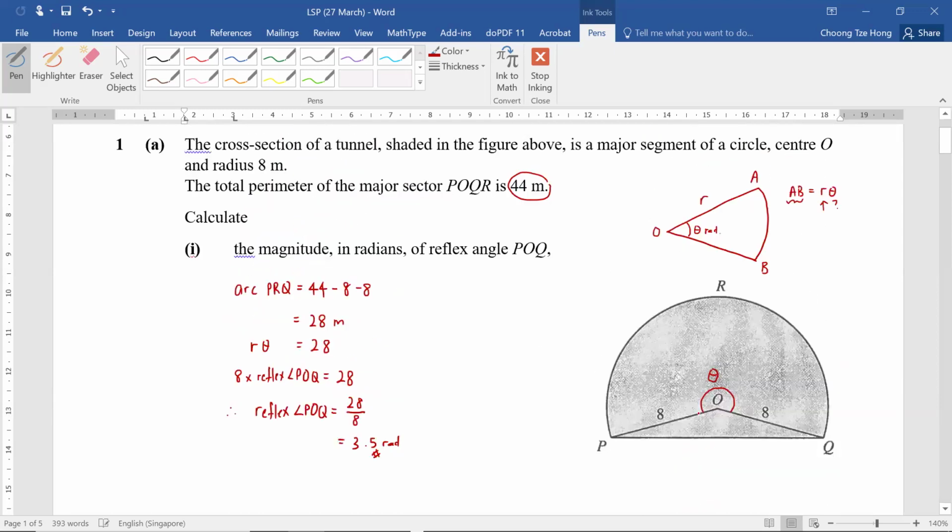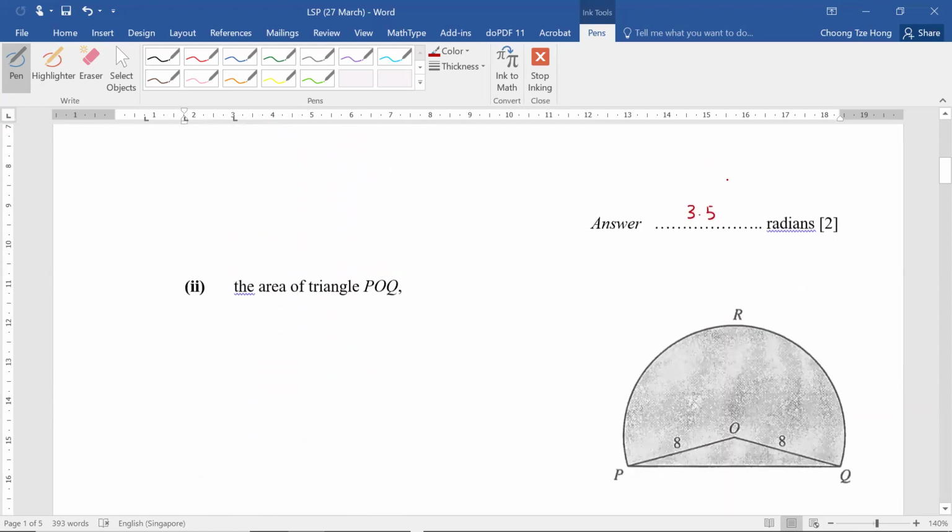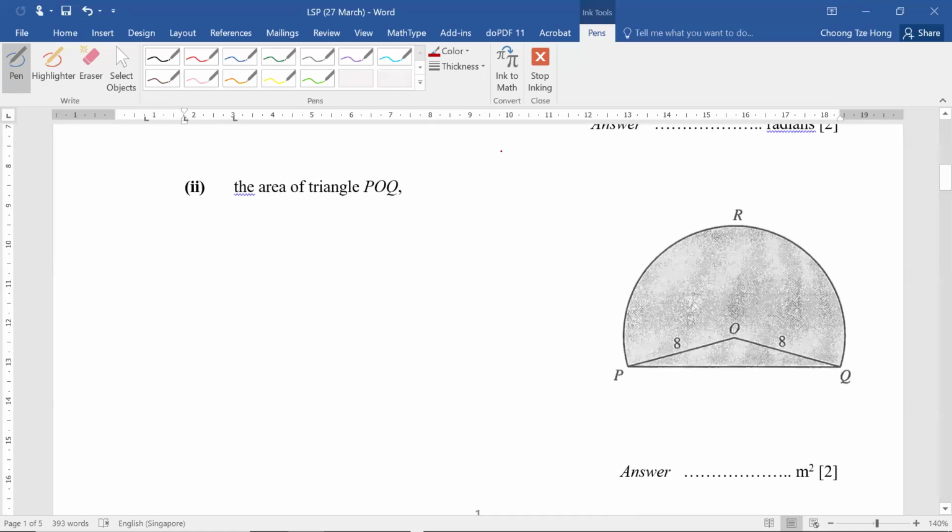The concept we are revising here is that arc length equals the radius of the circle multiplied by the angle in radians subtending that arc. Let's move on to part 2 of the question. Part 2, they want us to find the area of the triangle POQ. We have already found the reflex angle to be 3.5 radians, and now they want us to find the area of this triangle POQ.